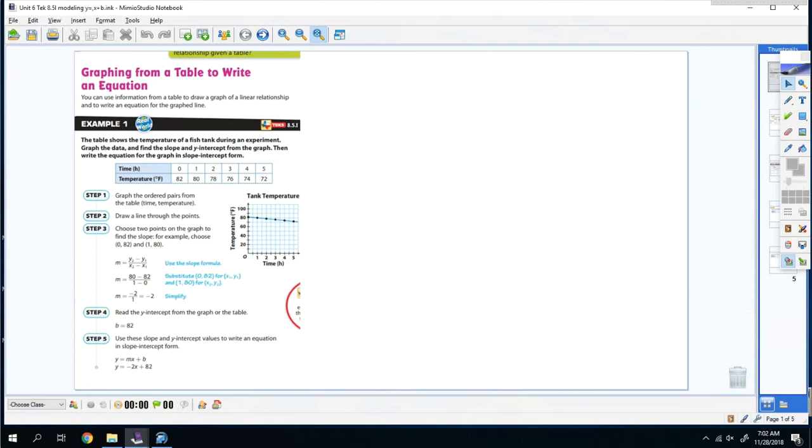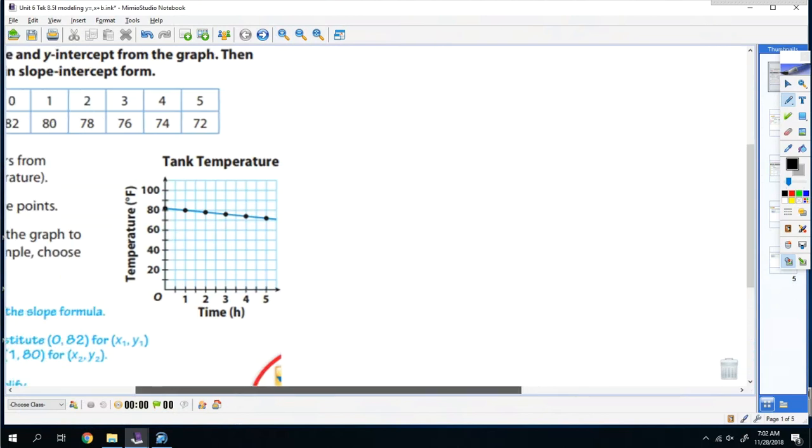All right, so today we're going to be writing an equation from a table, using the slope-intercept form, which is y is equal to mx plus b, where m is the slope and b is the y-intercept. So the first one says the table shows the temperature of a fish tank during the experiment. Graph the data and find the slope and y-intercept from the graph, then write an equation for the graph in slope-intercept form.